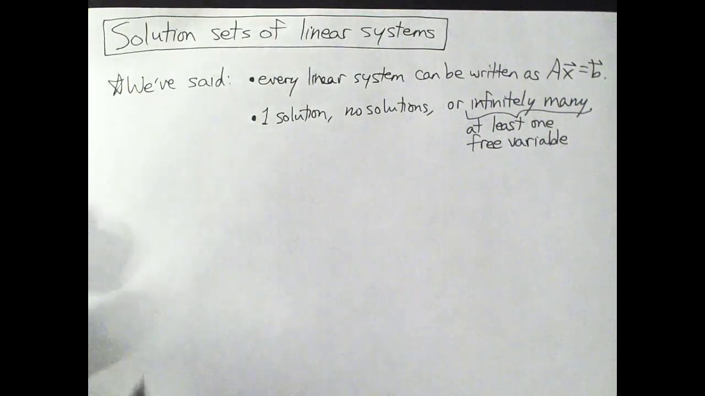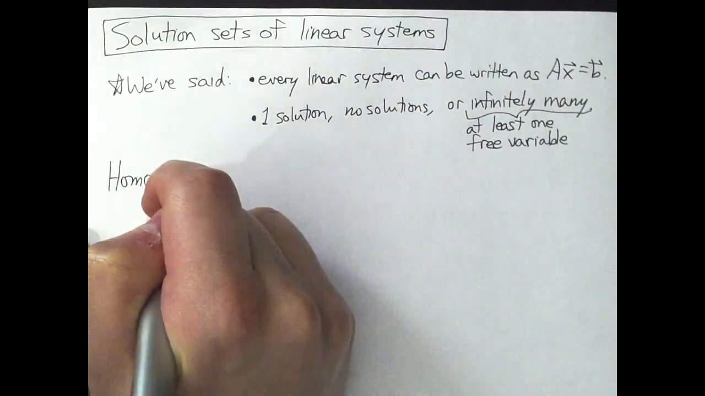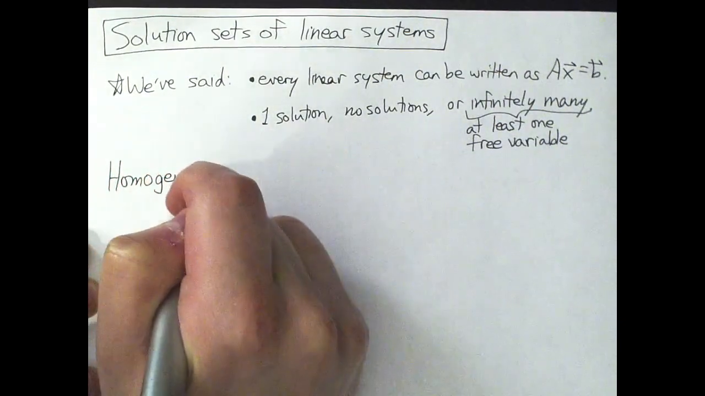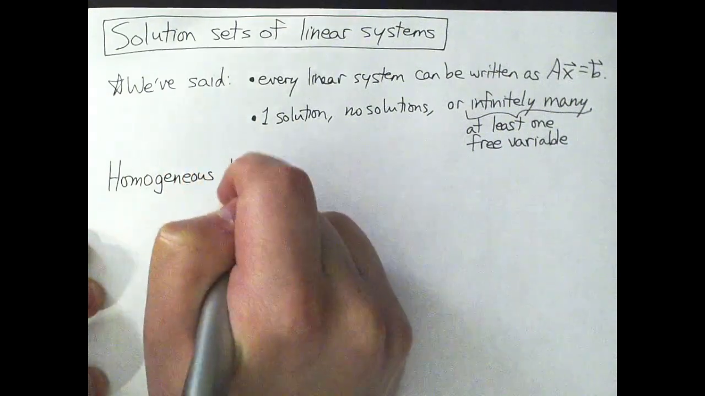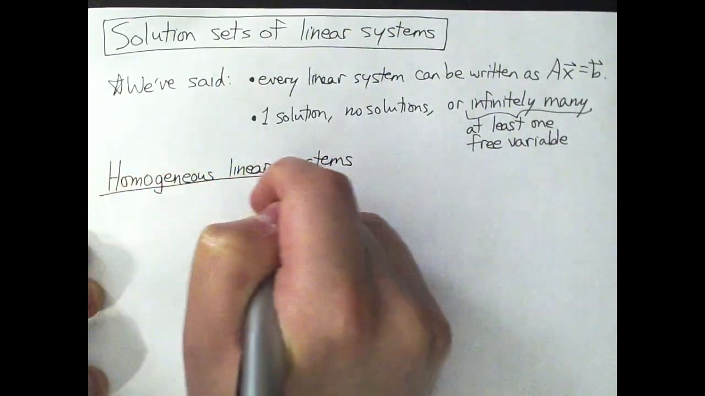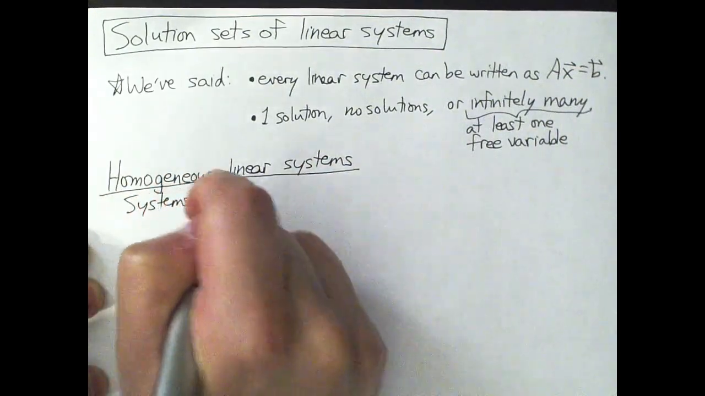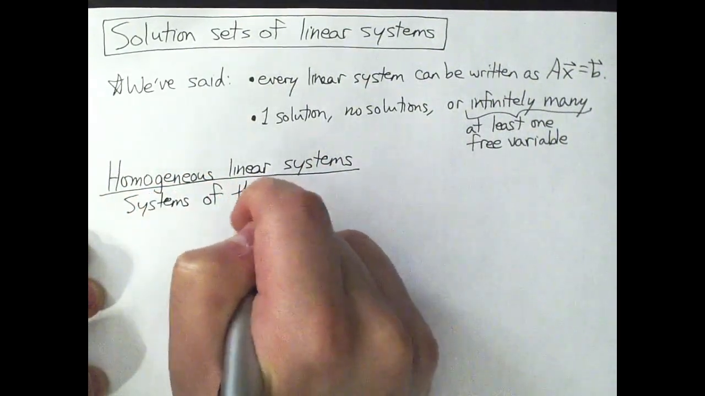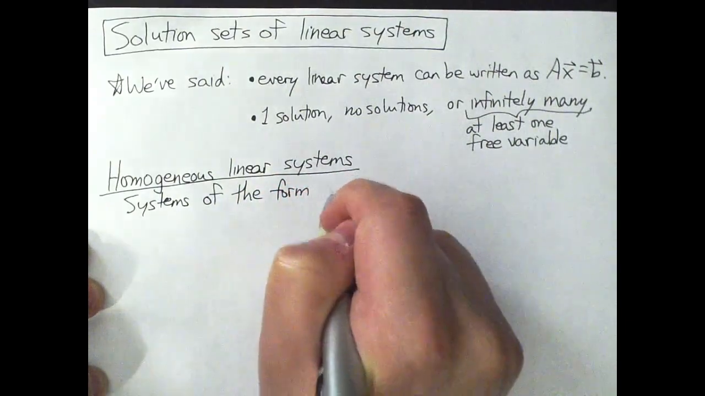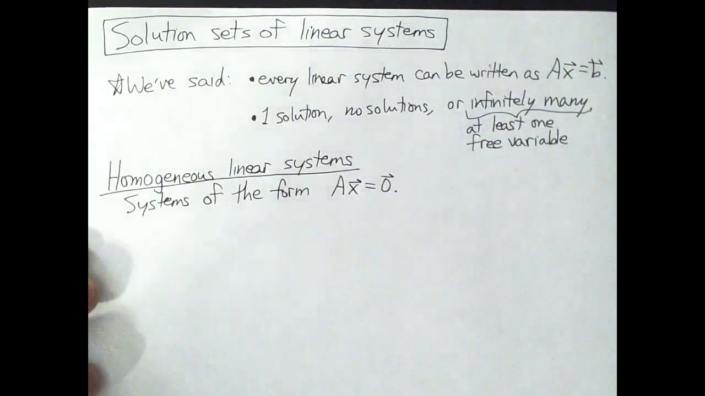All right, let's talk about, here's another term. This is a new term for us. Homogeneous linear systems. Homogeneous linear systems. And these are systems of the form AX equals 0, the zero vector. That is what a homogeneous linear system is. It's just the right-hand side is all zeros.